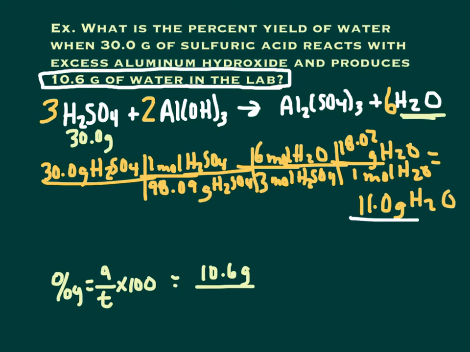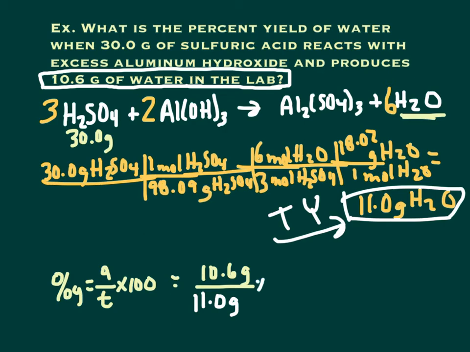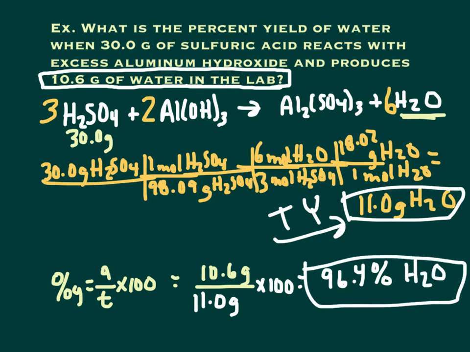Now that, right there, is my theoretical yield. In theory, if all that reacted on paper, I'm saying I should get 11 grams. So that goes down here where the theoretical yield is, 11.0 grams, and then times 100. I calculate all that out, and I end up with 96.4% yield of H2O. And so what that means is that I got 96.4% of what I thought I should get when I calculated it out. That's a pretty good yield.